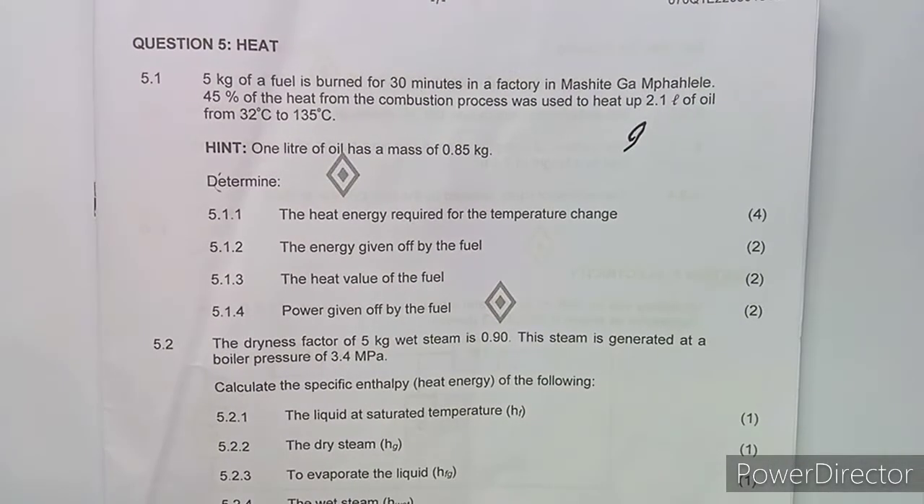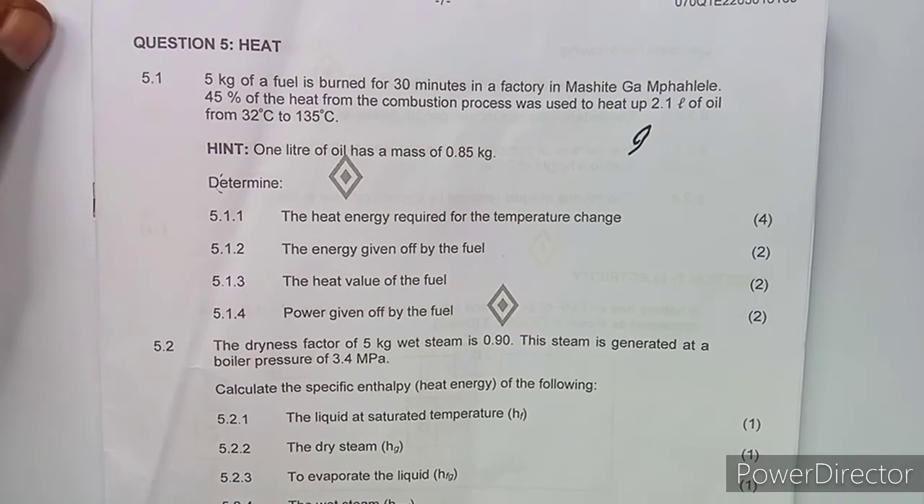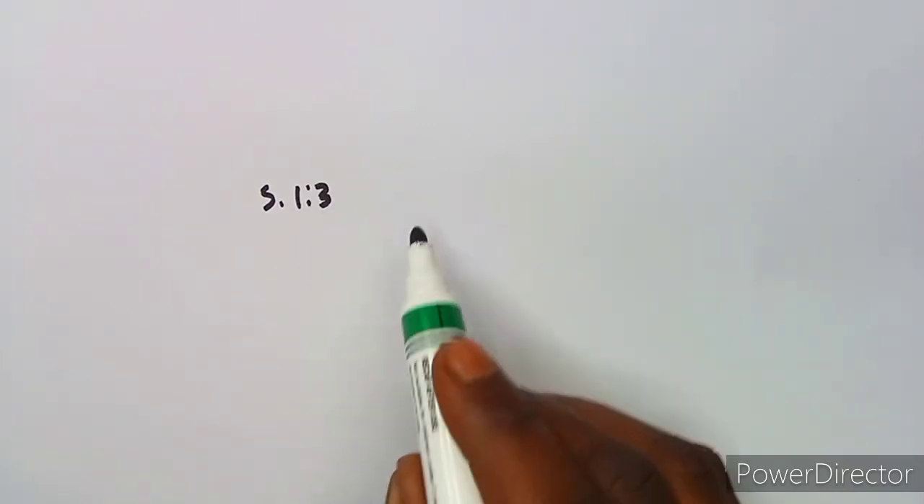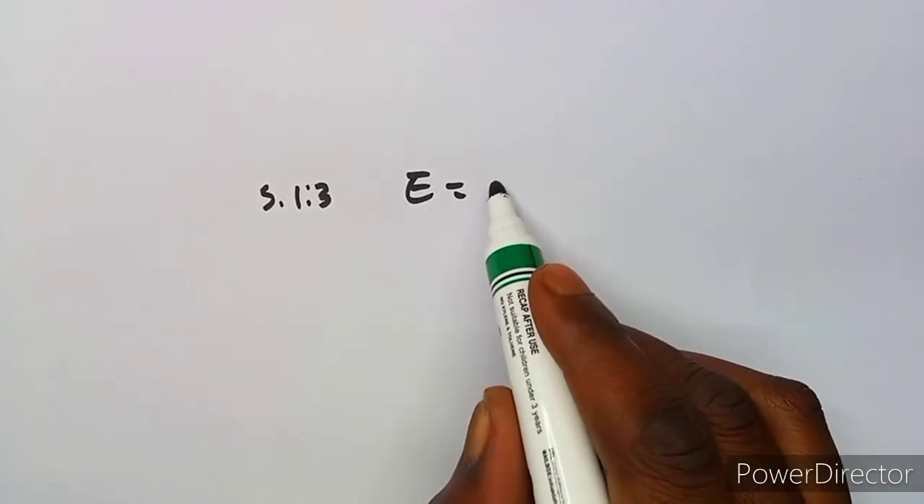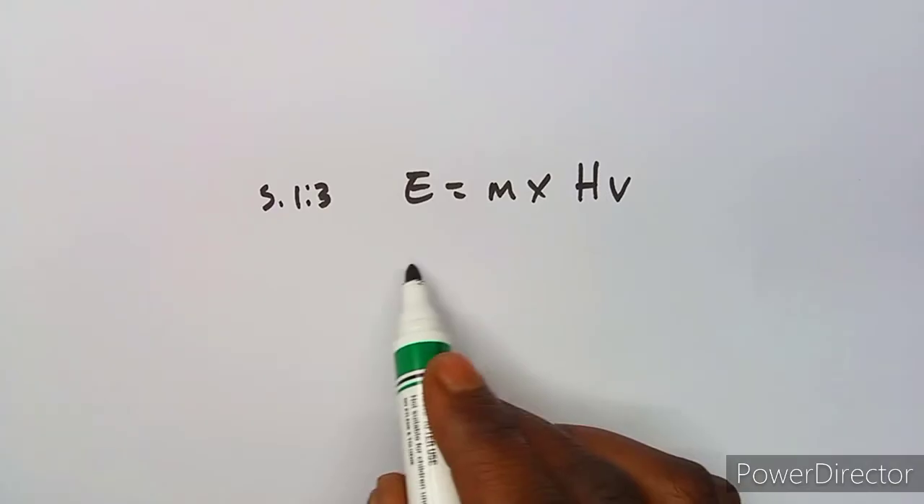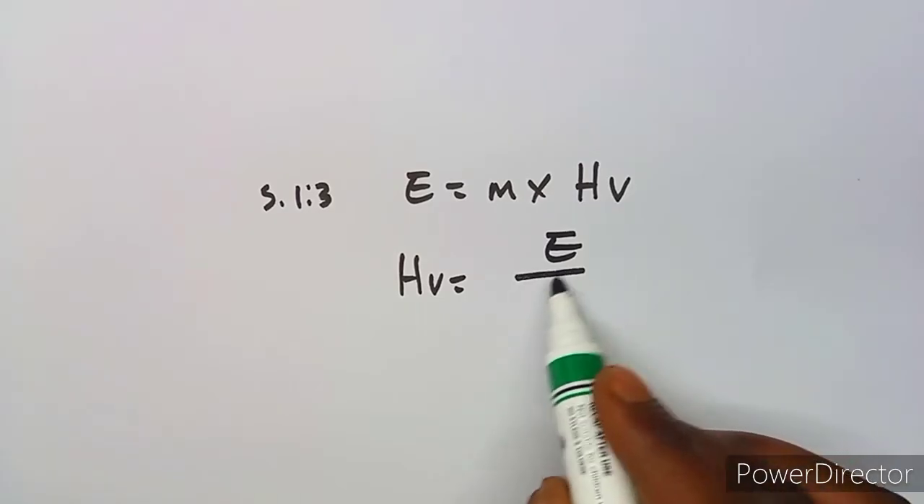Okay, on 5.13, the heat value of the fuel. Okay, so we want to find the heat value of the fuel. So remember, guys, the relationship that occurs when you are given the heat energy and the mass, you can find the heat value there. Okay, so this is 5.13. Let's take this formula. Remember the formula of energy, which is equivalent to mass times the heat value. So to find the heat value, I'm going to just divide by mass. So it's energy over the mass.